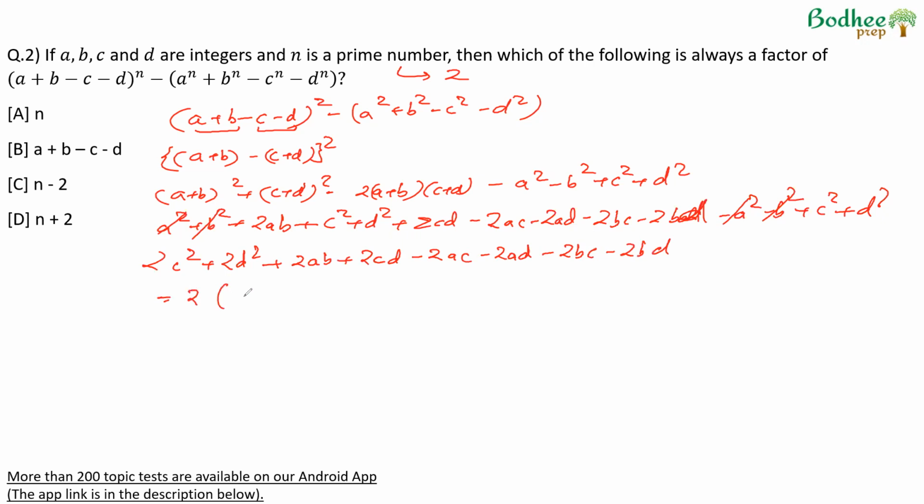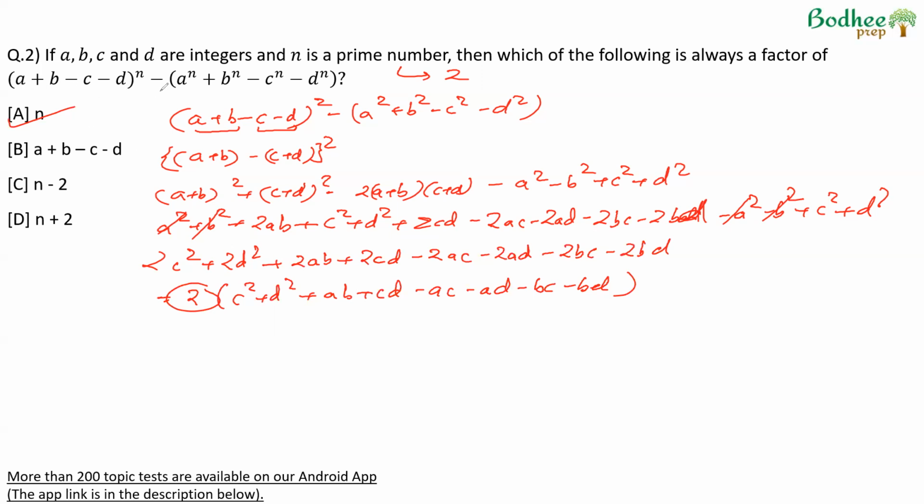From here, we can take out 2 common: C square plus D square plus AB plus CD minus AC minus AD minus BC minus BD. As you can see, this is divisible by 2, which was the value of N to start with. Hence, I can mark N as the answer. Because it is true for this point, then it has to be true for others as well.